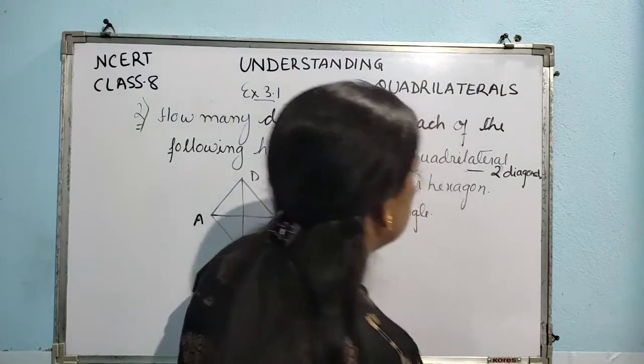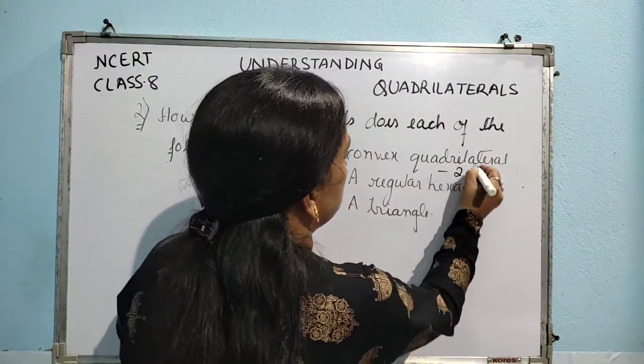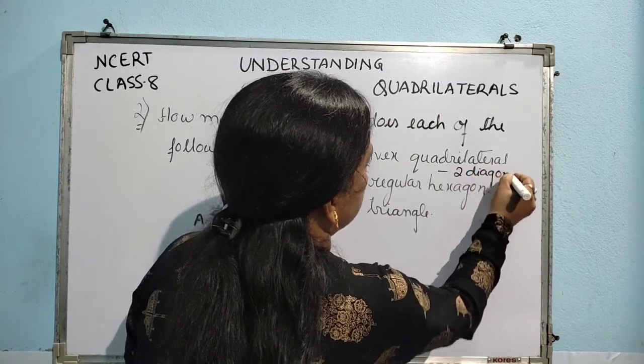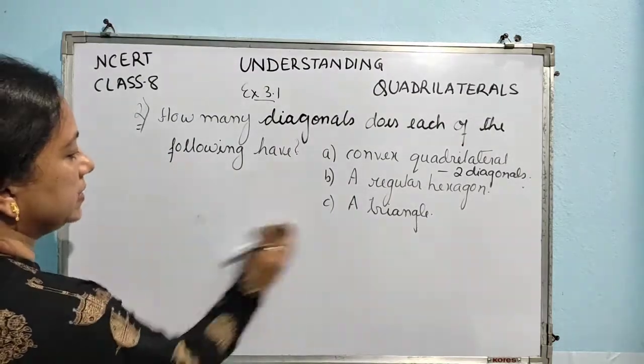I can write it, 2 diagonals. Now coming to the next one, a regular hexagon.